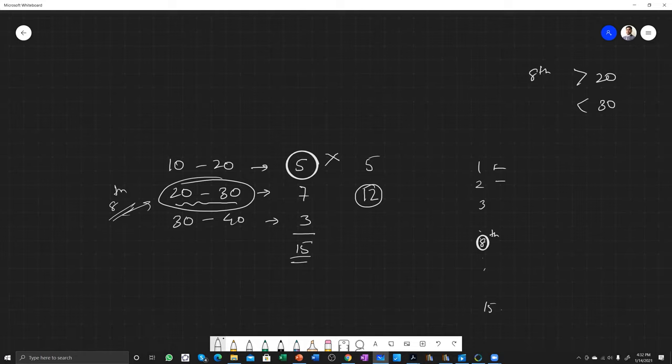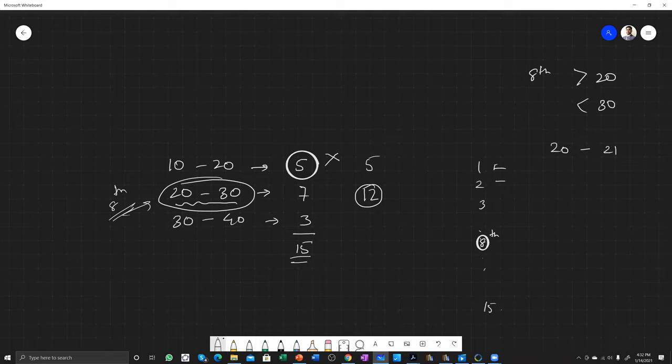So I equally divide the eighth number. The eighth number is greater than or equal to 20. Yes. So now we will assume that between 20 and 30, the numbers are evenly distributed. Now you will apply that rule of arithmetic progression, what we did. So the numbers are evenly distributed between 20 and 30.